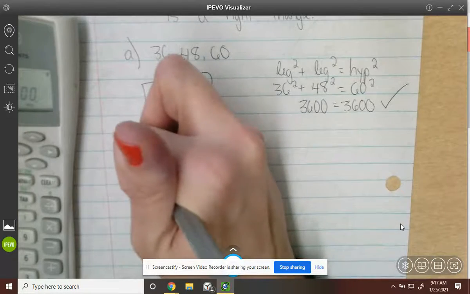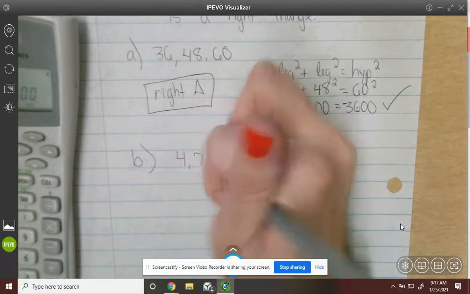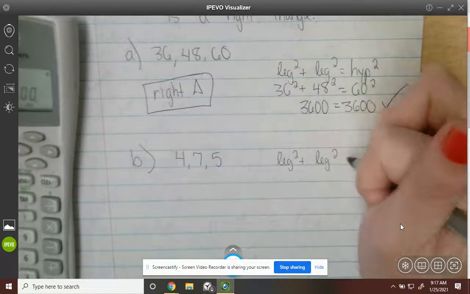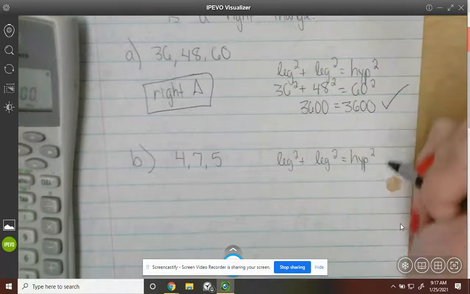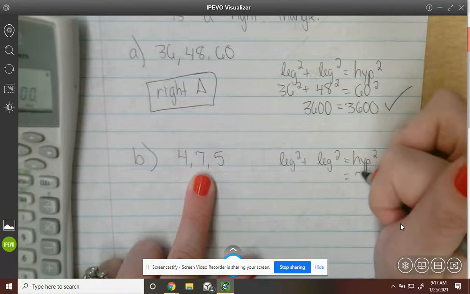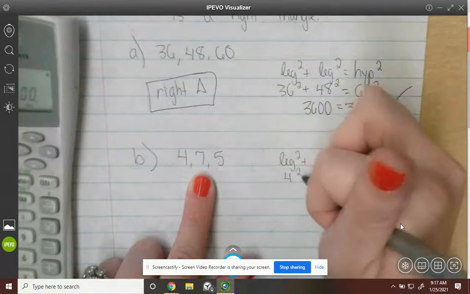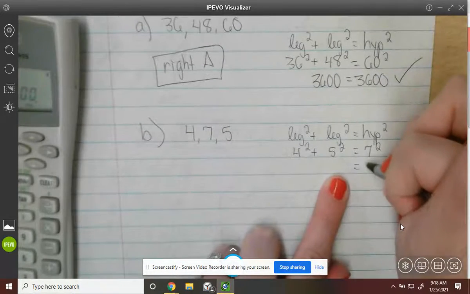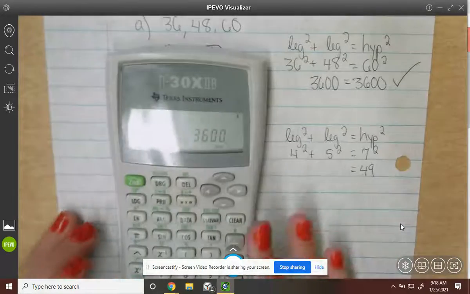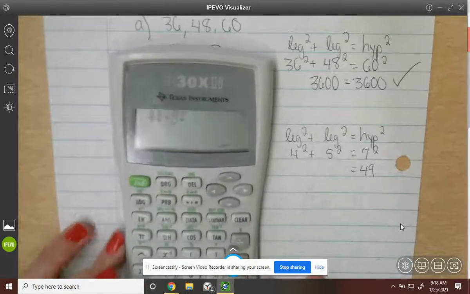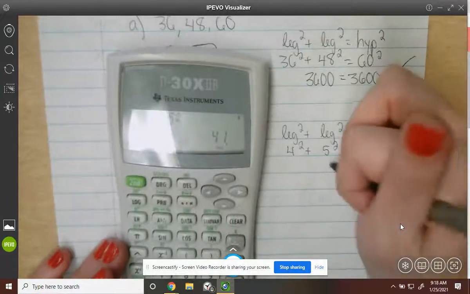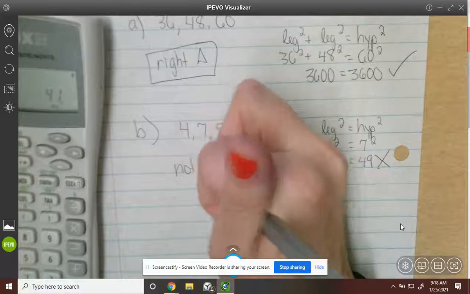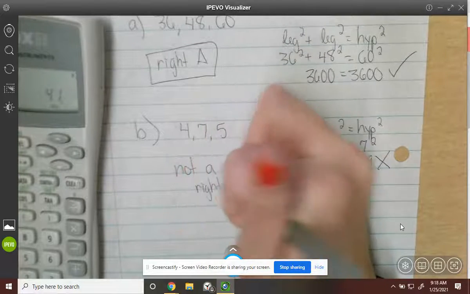Okay, let's do one more. 4, 7, and 5. So set up your equation. 7's my biggest side, so that's going to be my hypotenuse. It's going to be 4 squared plus 5 squared over here. I know 7 squared is 49, so then I just have to do 4 squared plus 5 squared, and I get 41. So, not a right triangle.